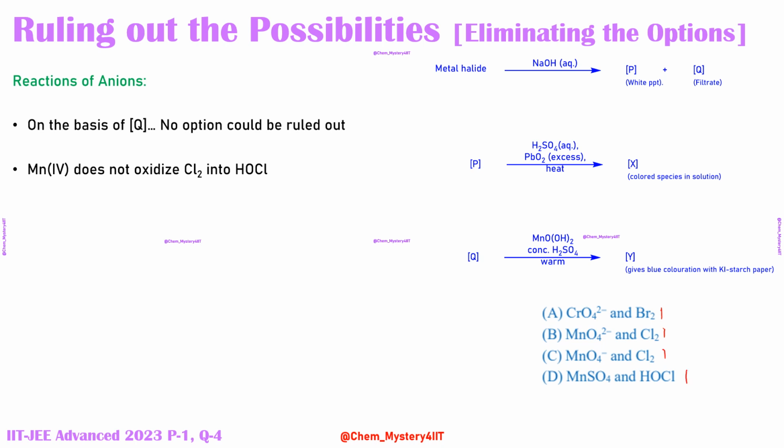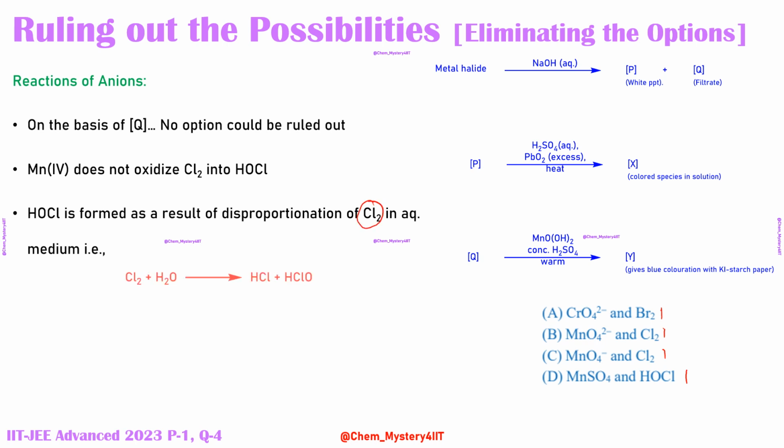Although manganese dioxide cannot oxidize chlorine into HOCl, when manganese dioxide is oxidizing chloride into chlorine, the chlorine that is formed can undergo hydrolysis. Or rather, we can consider the disproportionation of this chlorine, where chlorine goes from 0 oxidation state into -1 as well as +1 oxidation state. So HClO can still be present in this reaction medium. We cannot rule out any of the options on the basis of the anion.